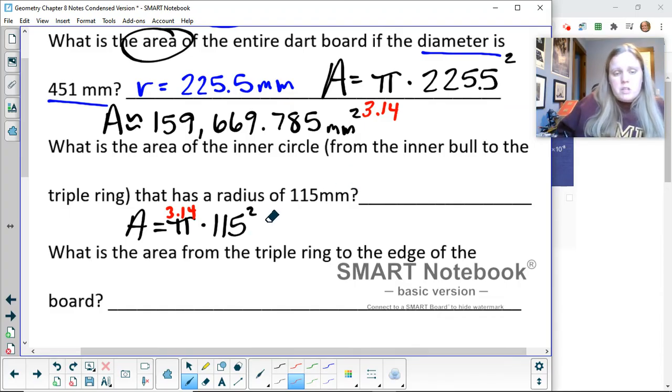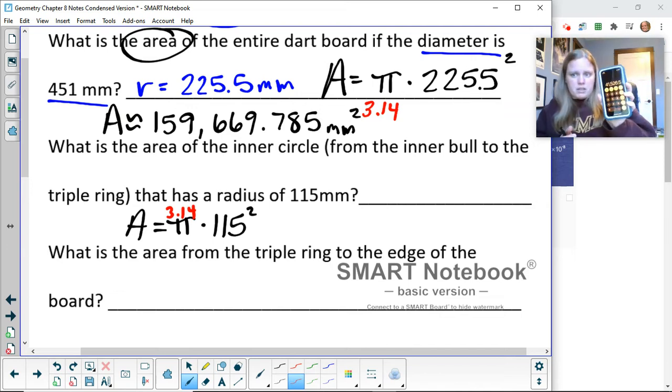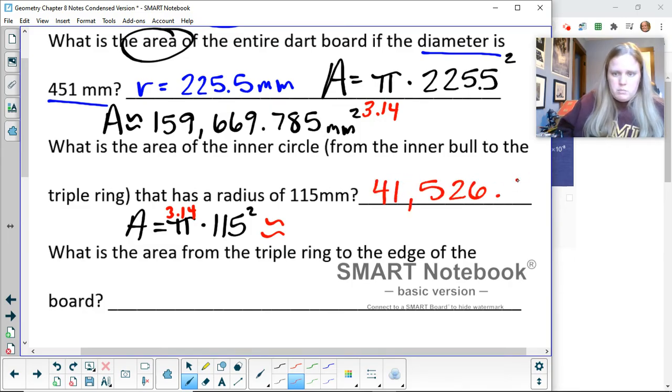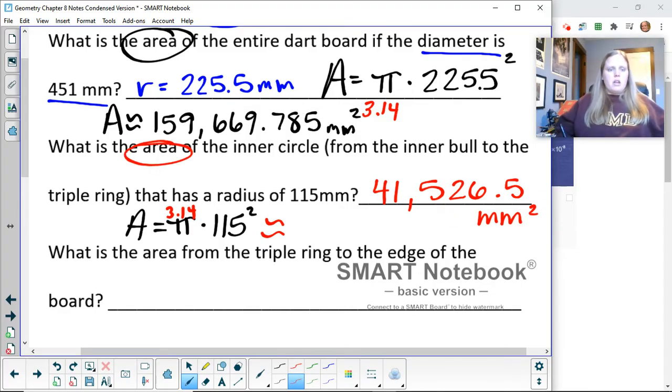Now remember, 115 squared just means 115 times 115. So if you're just using a basic calculator like mine, you just type it in times twice. Not times 2, but times itself. So this comes out to be approximately 41,526.5. And that would be millimeters squared, because again, this is looking for area.